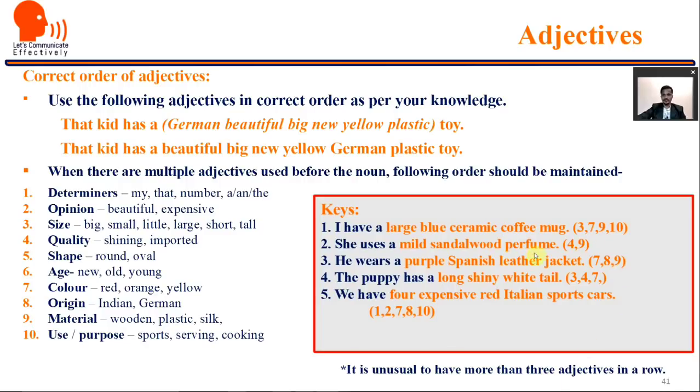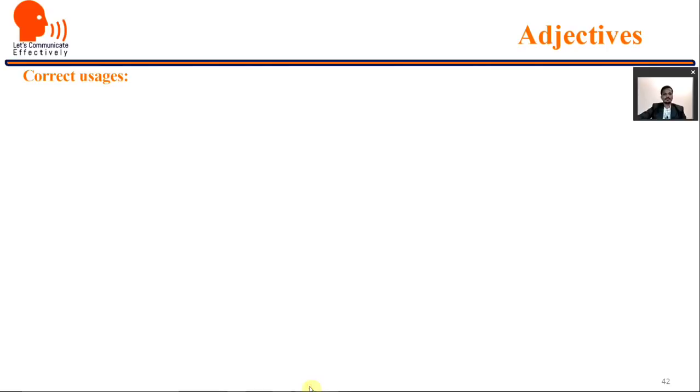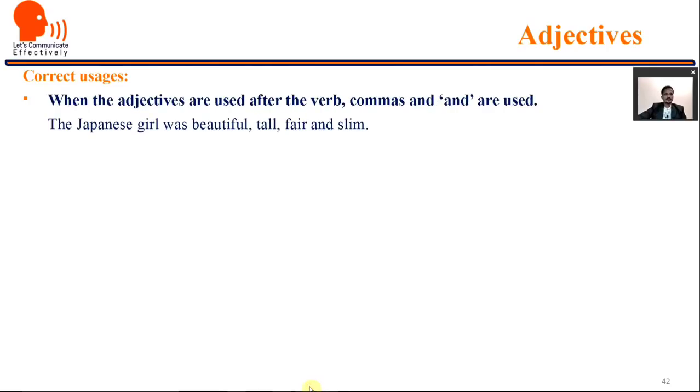So here this is fine, this is also fine, this is also okay, but this one, we have 4 expensive red Italian sports cars, looks unusual. Same with this sentence. It is just an example I have taken. Using such a long sentence with more than 3 adjectives is unusual. Let us talk about the correct usage now.